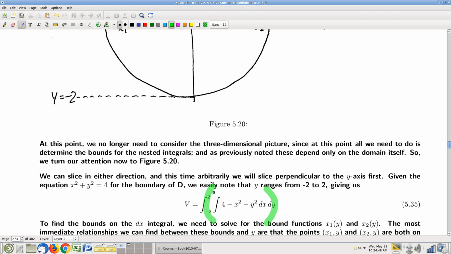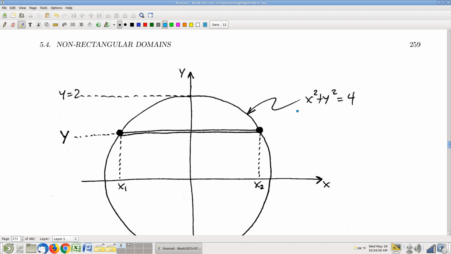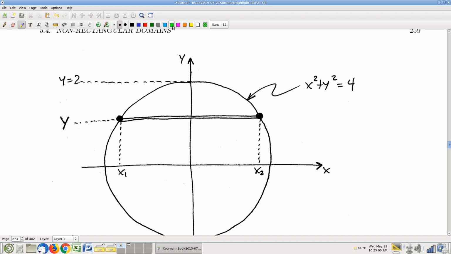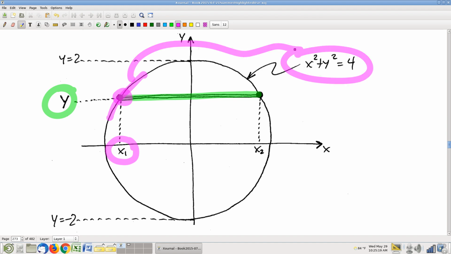Now for a given value of y, we've got to proceed to looking for the x bounds. What are our x bounds? We're going to fix a value of y. For that fixed value of y, I want to know the range of values of x. The lower bound is based off of that point. That point is on that curve, and that curve has that equation. There's our usual argument. I'm interested in x, so I need to solve for x in that equation, and I get plus or minus the square root of 4 minus y squared.